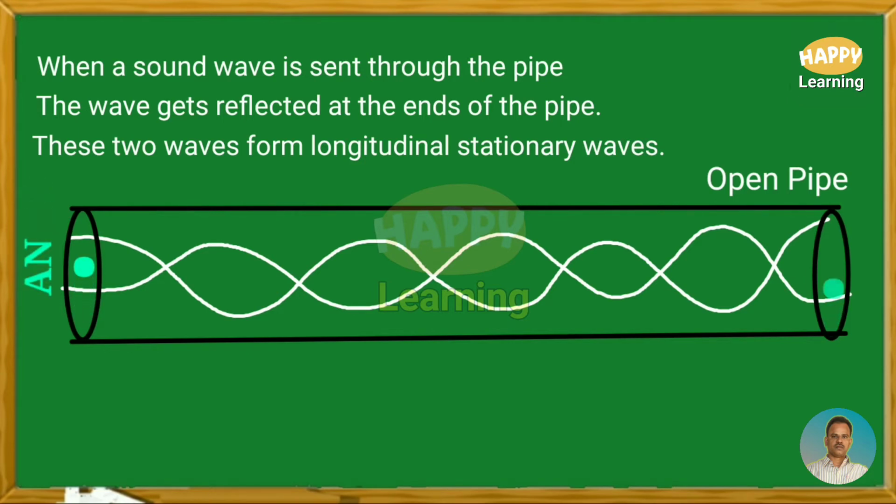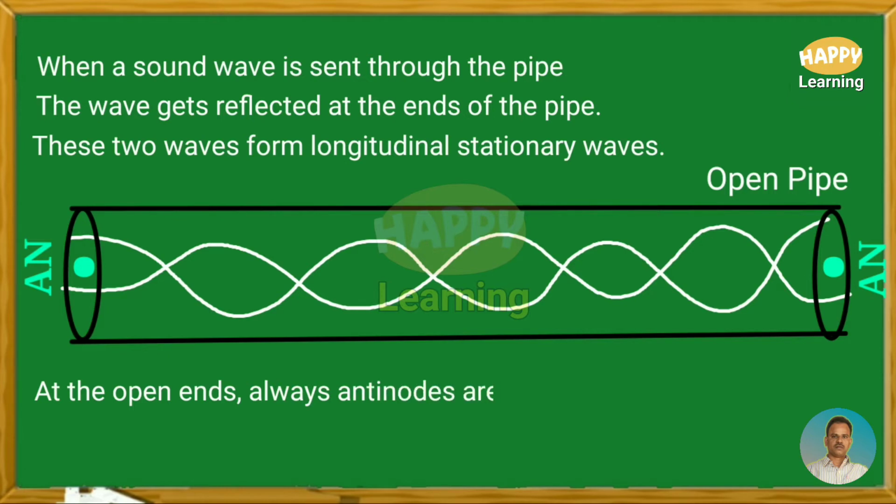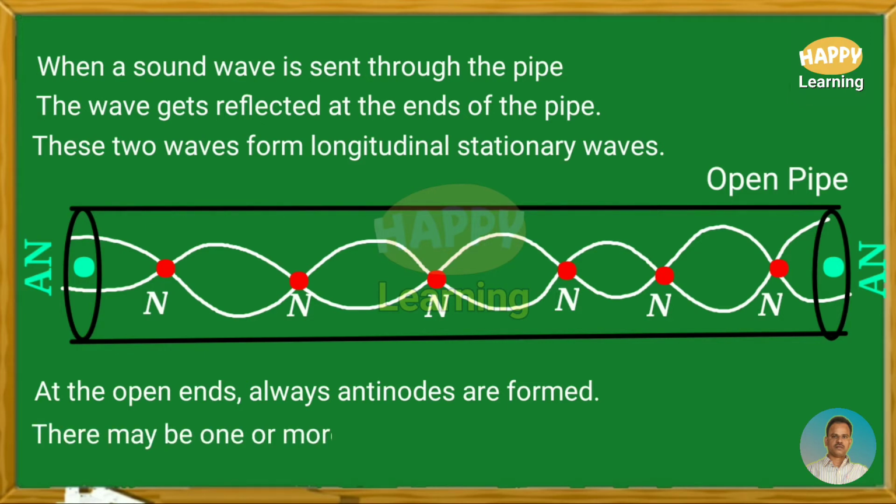This is one antinode, this is another antinode. At the open ends, always antinodes are formed. Look at these points. These are nodes. There may be one or more nodes in between the two antinodes formed at the open ends.